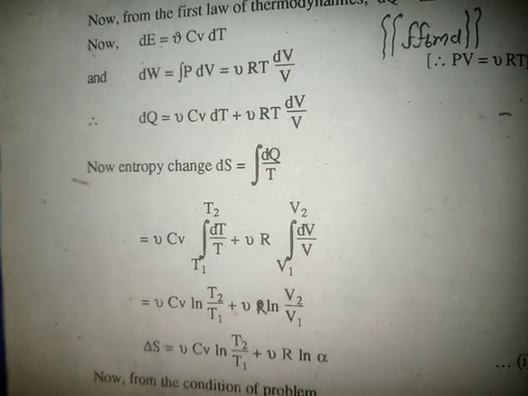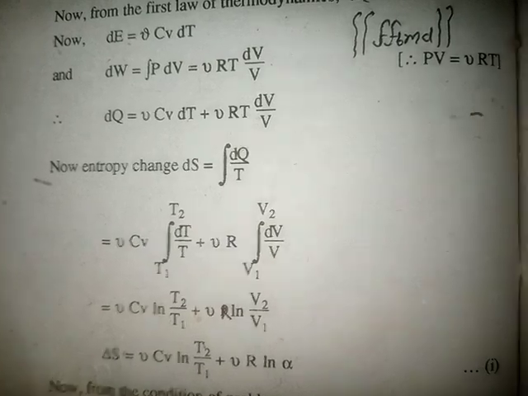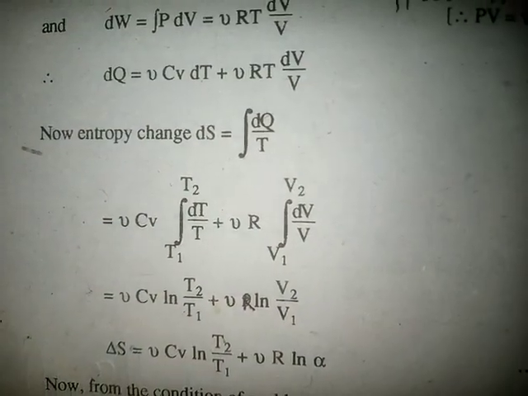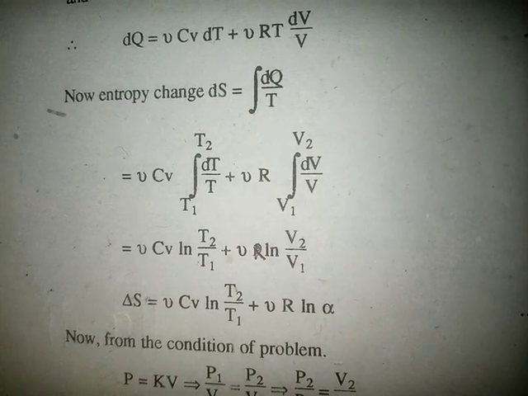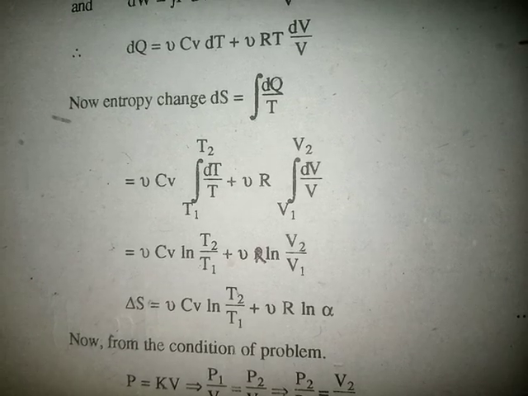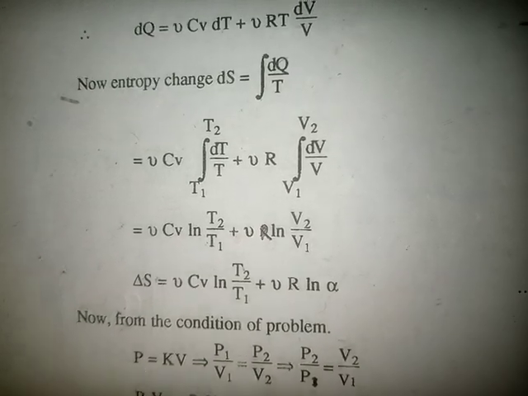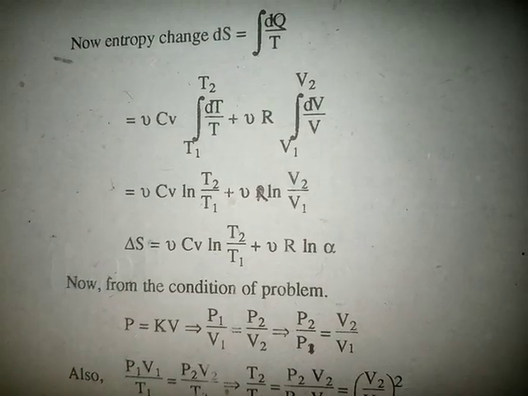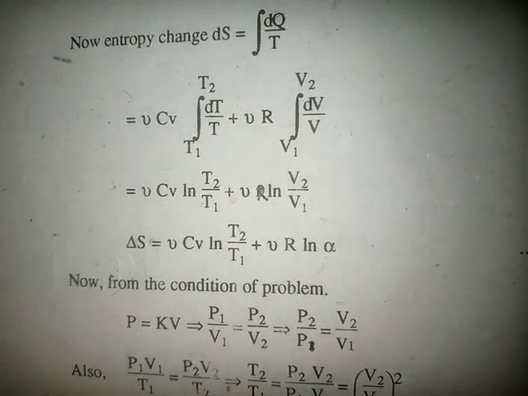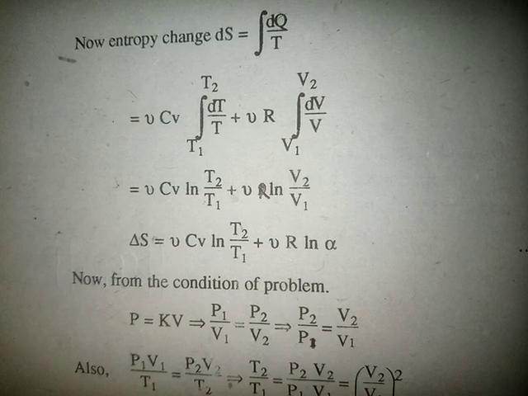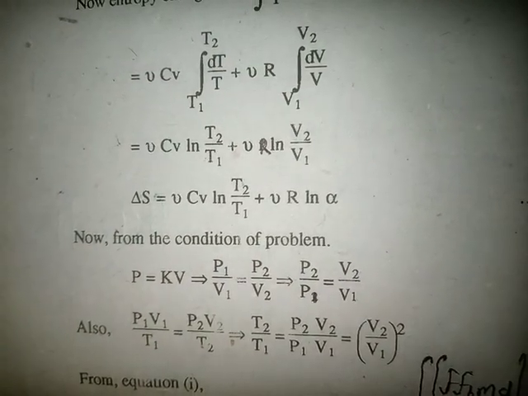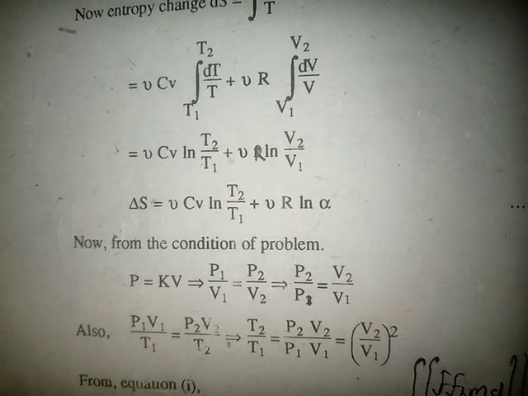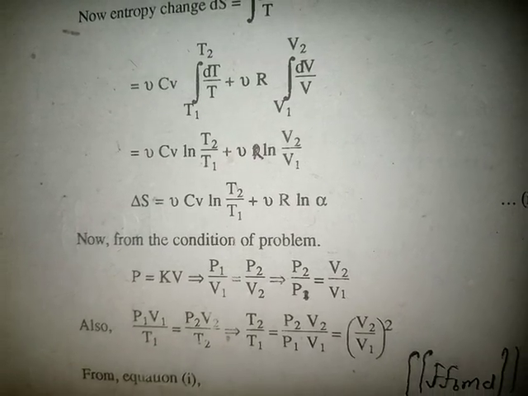Now entropy change dS equals the integration of dQ by T, which equals nu Cv integration T1 to T2 dT by T plus nu R into integration V1 to V2 dV by V, which equals nu Cv ln T2 by T1 plus nu R ln V2 by V1. This gives delta S equals nu Cv ln T2 by T1 plus nu R ln alpha.